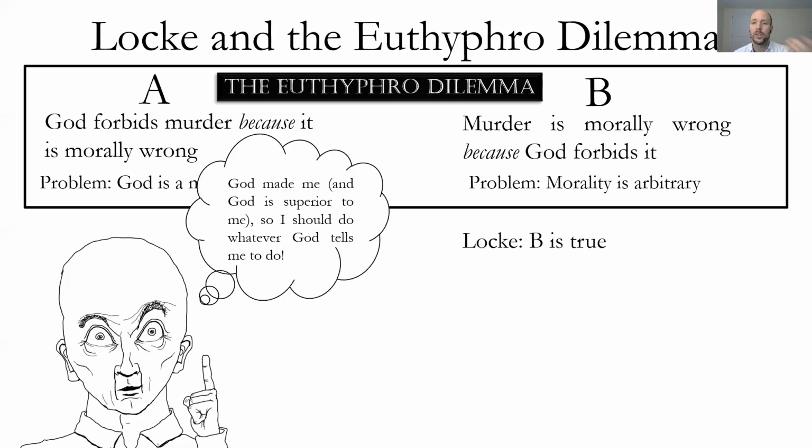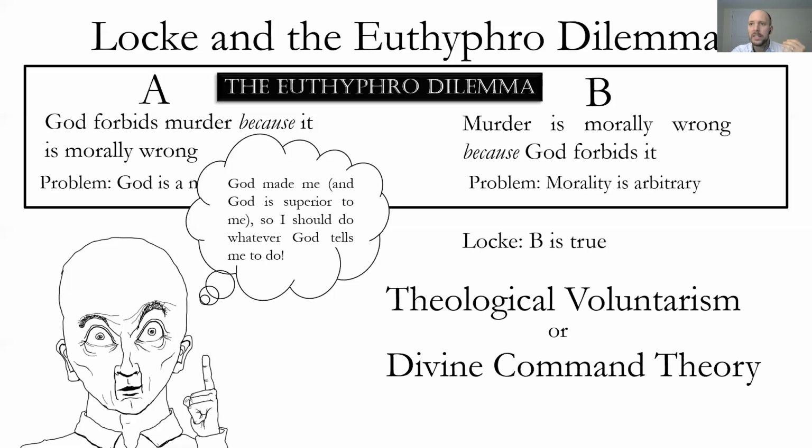People had raised this issue for Locke's views during Locke's own lifetime. Hey, Locke, your view seems to imply that God's commands are all there is to it. It seems to imply what people would later call theological voluntarism, or divine command theory. If you accept horn B of the Euthyphro dilemma, if you just say, yes, murder is morally wrong because God forbids it, and if God didn't forbid it, it wouldn't be wrong, that position is called theological voluntarism or divine command theory. And so Locke seems to be a divine command theorist or a theological voluntarist. Those are just two words for the same exact thing. They're synonyms.